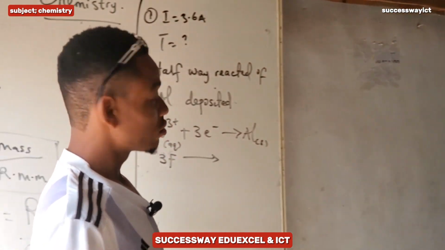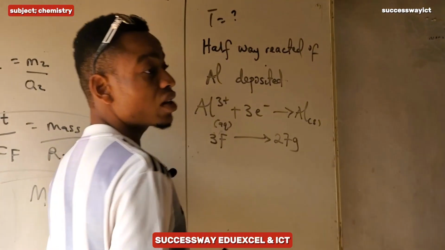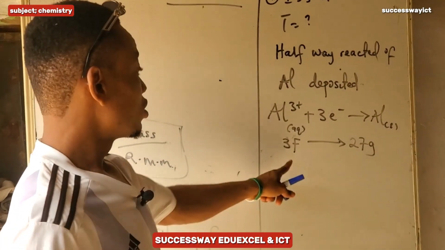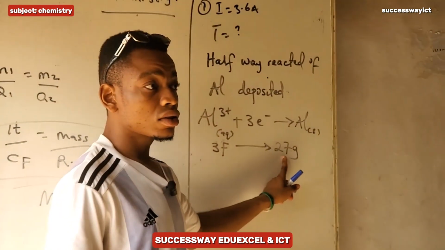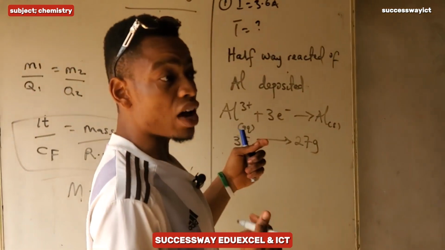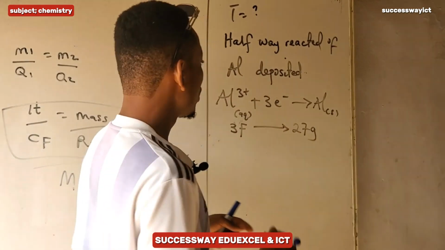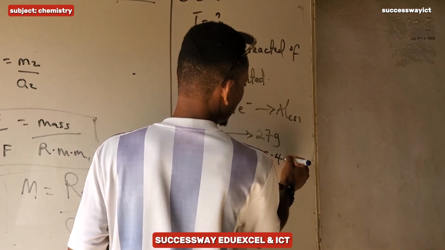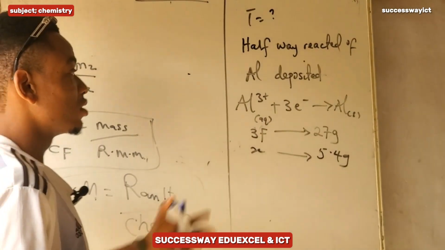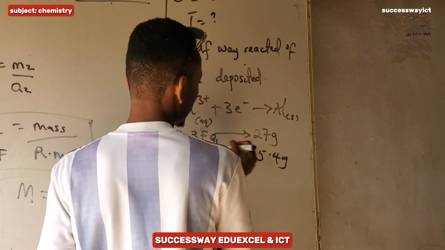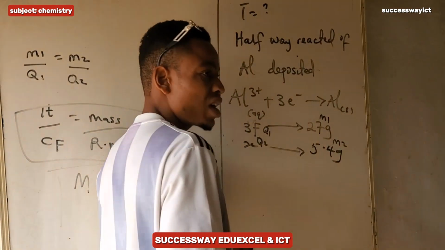Aluminium now, 27 grams. Remember what I told you yesterday? This is the value of Q1. Then what's the next question? They give you the mass of aluminium that was deposited. So 5.4 grams will deposit what? X. Do we know X? No, we don't know. You understand? This is your Q1, M1, Q2.